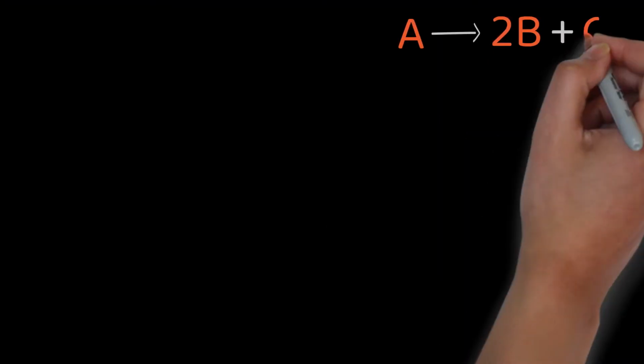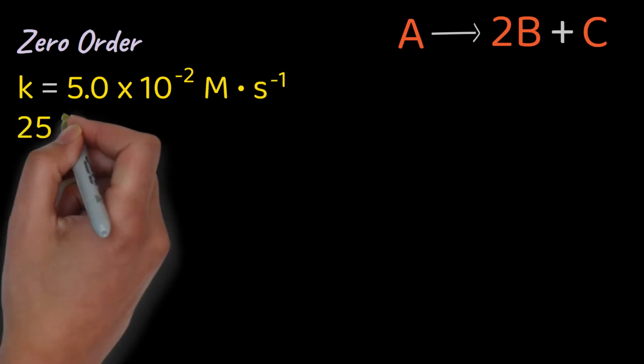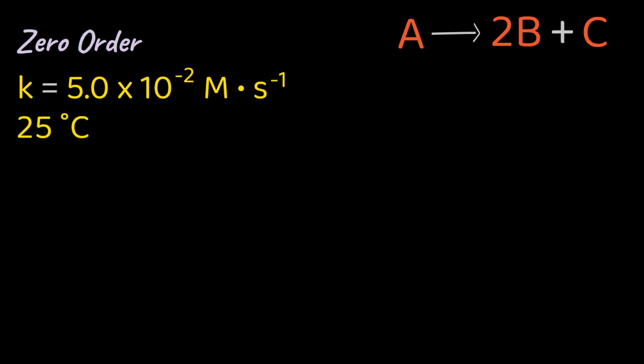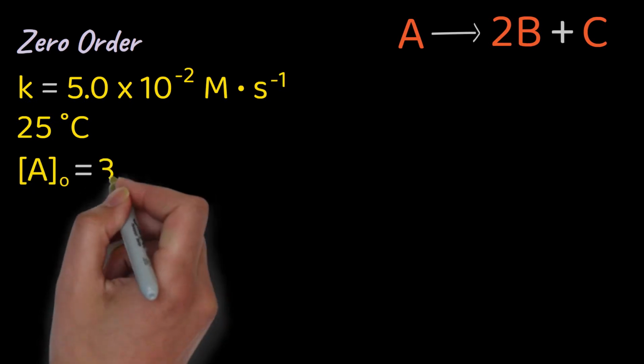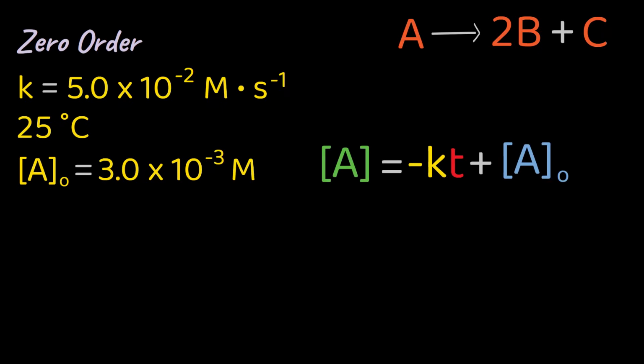The reaction A goes to 2B plus C is known to be a zero-order reaction in A, and to have a rate constant of 5 times 10 to the minus 2 molar per second at 25 degrees Celsius. An experiment was run at this temperature, where the initial concentration of A was 3 times 10 to the minus 3 molar. We know that this reaction is a zero-order reaction in A. Thus, we can use the zero-order equation.